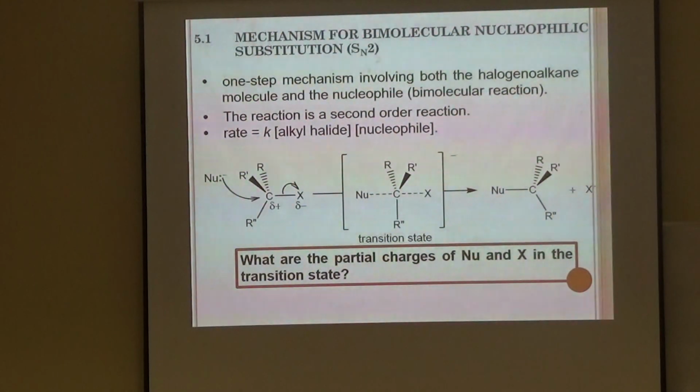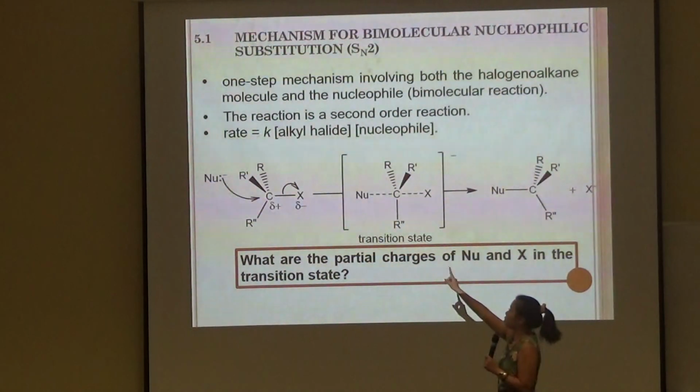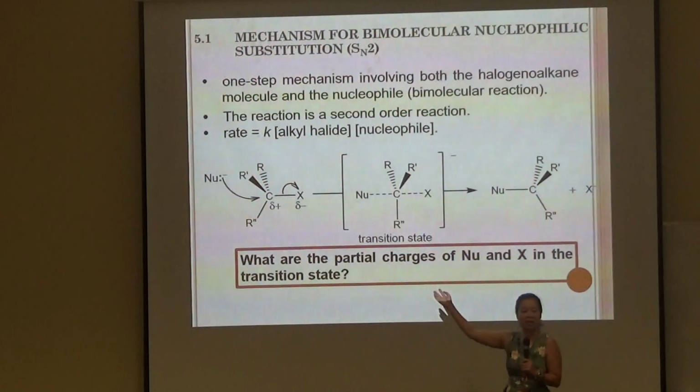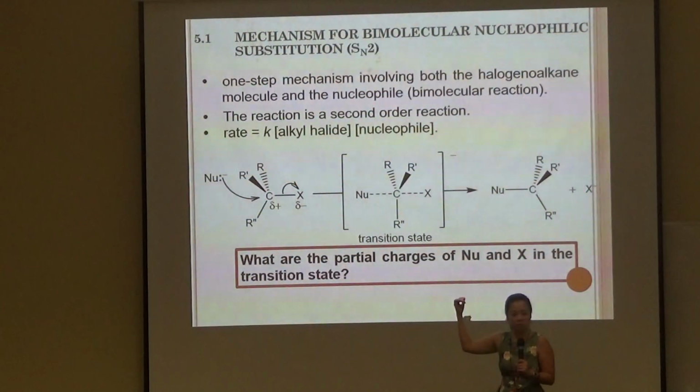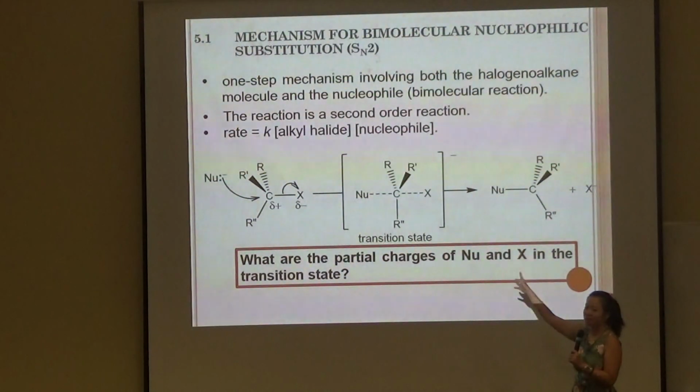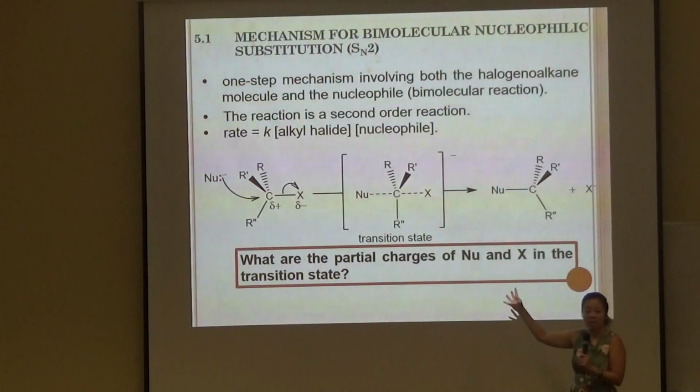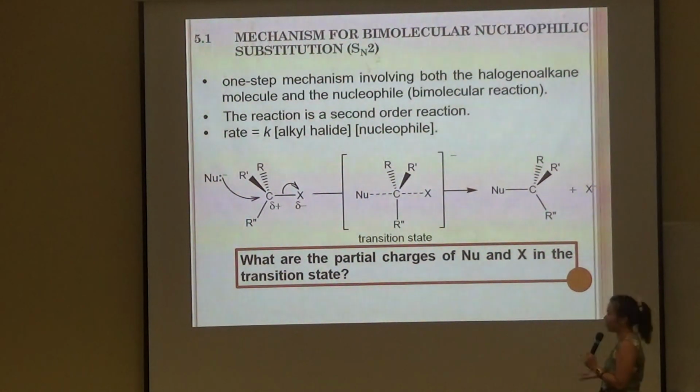Okay, so what are the partial charges of the nucleophile and halogen in the transition state? Let's think about this here. When the nucleophile is approaching, the dotted line here represents that it is going to form a bond. The bond is not formed yet, but it's in the process of doing so. And the dotted line on the other end between the C and the X signifies that the bond they used to have is breaking. So what do you think are the partial charges on the nucleophile and halogen in the transition state? Talk to the friend next to you.